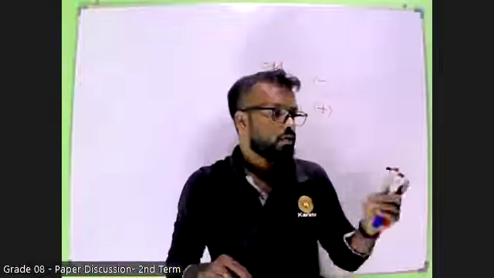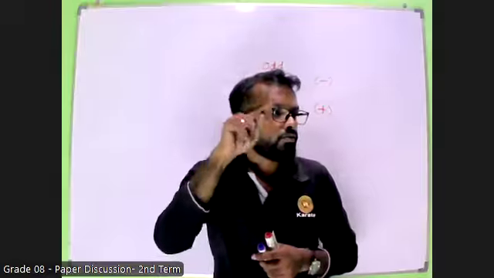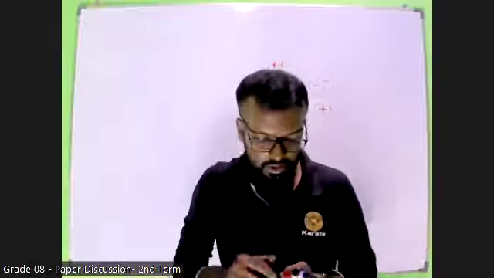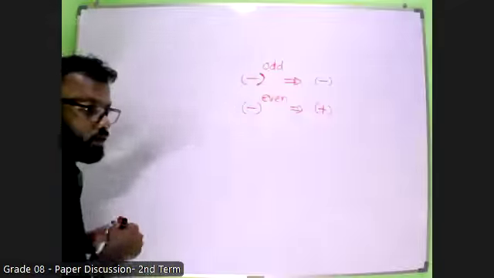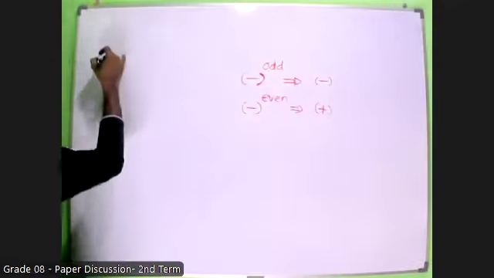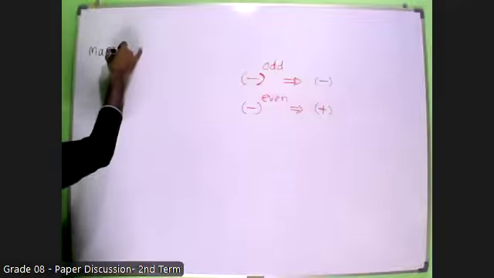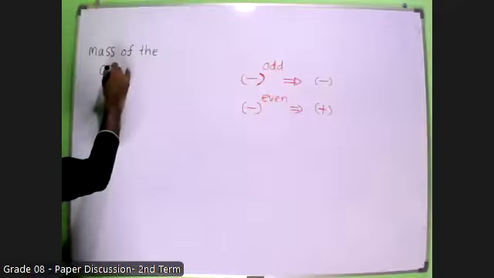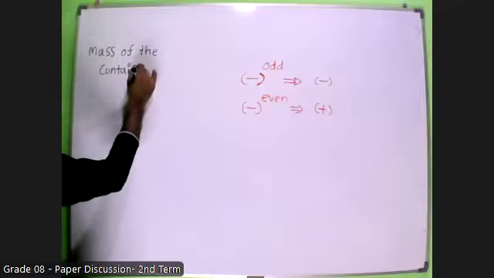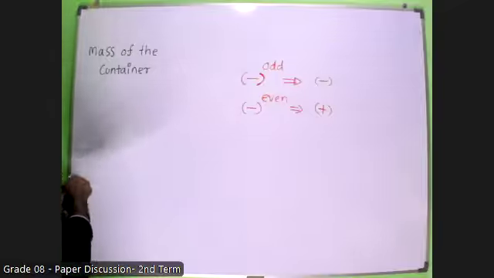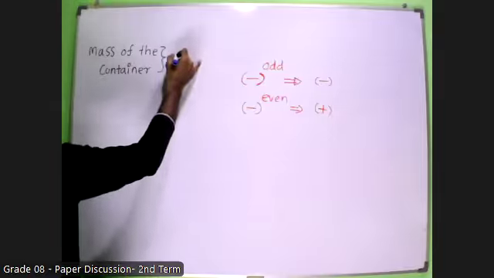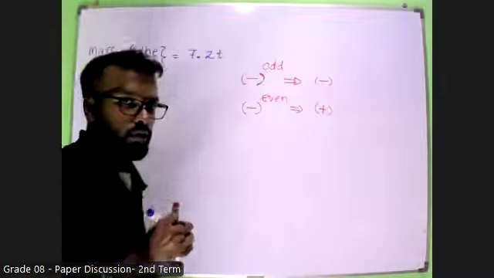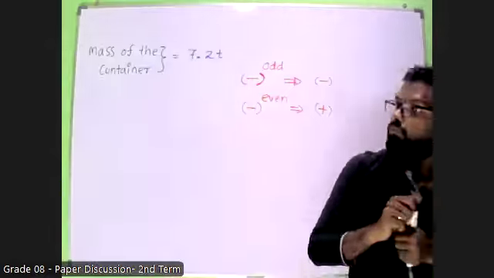So how do you do that? Read the banner. Do not enter vehicles which are greater than 10 tons. So let's do this. The mass of the container is 7.2 tons.